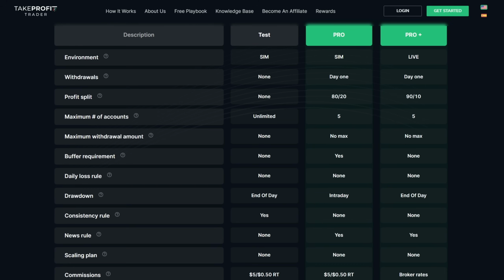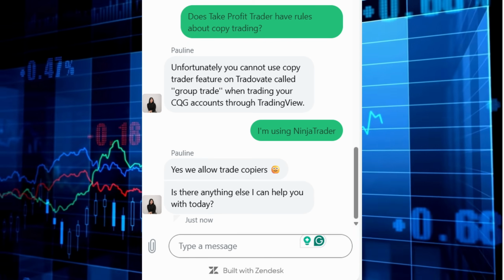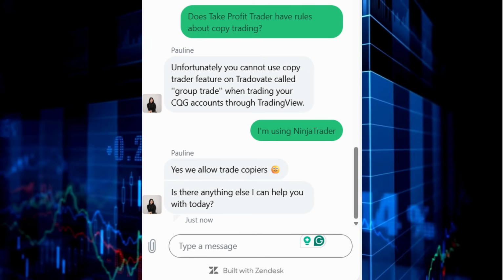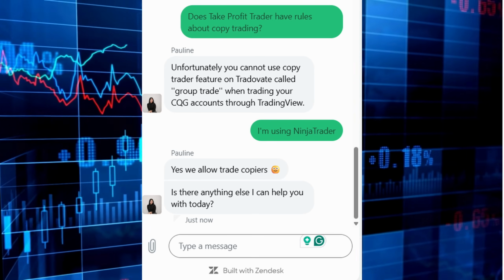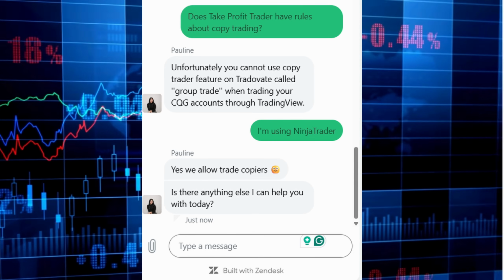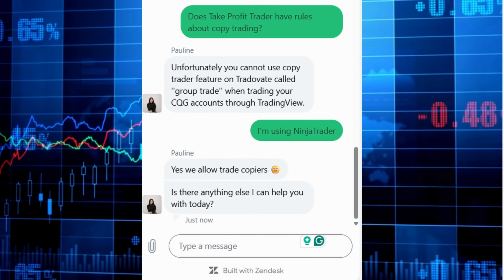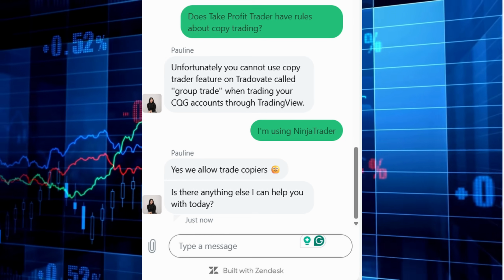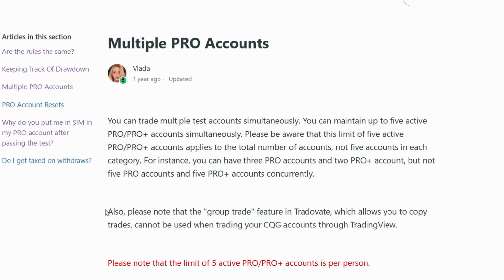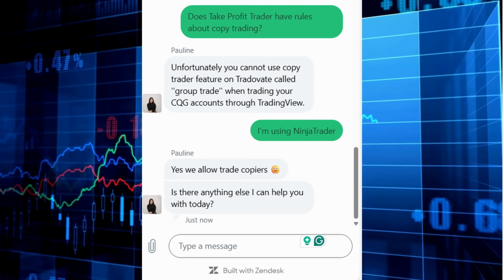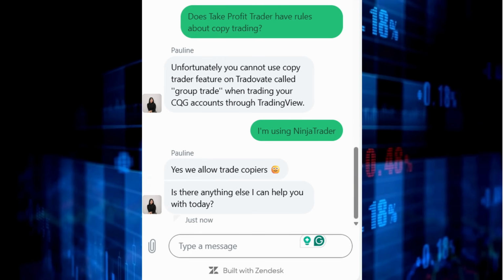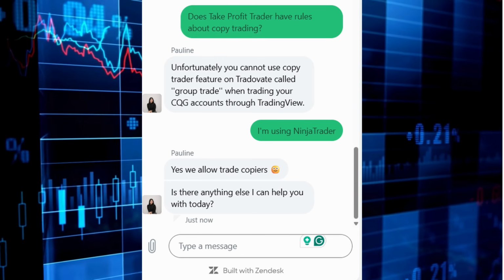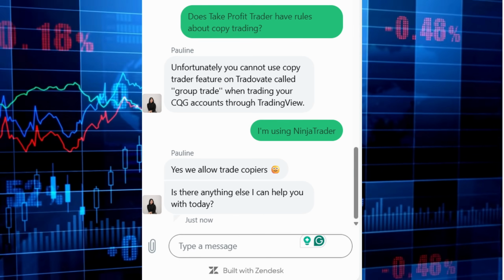So now let's see what happened when I contacted Take Profit Trader support. I said, does Take Profit Trader have rules about copy trading? And they replied right back. Unfortunately, you cannot use copy trade feature on Tradovate called group trade when trading your CQG accounts through TradingView. And that's really that same line that we saw right down here. Then I responded back and said, I'm using NinjaTrader. Then they responded back and said, yes, we allow trade copiers. Is there anything else I can help you with today?